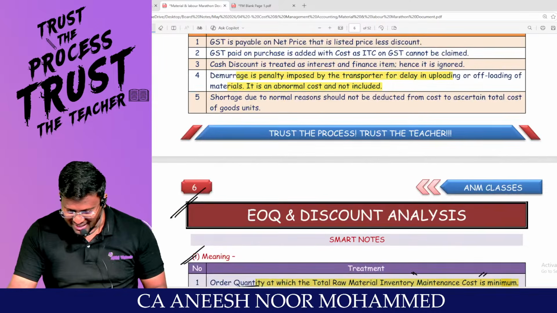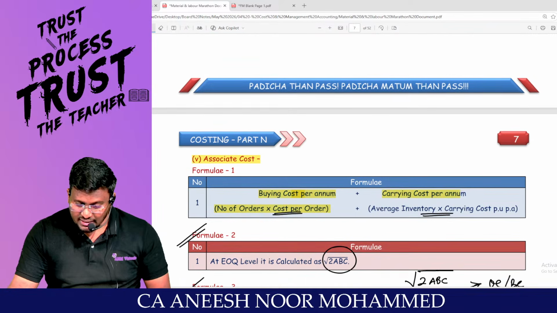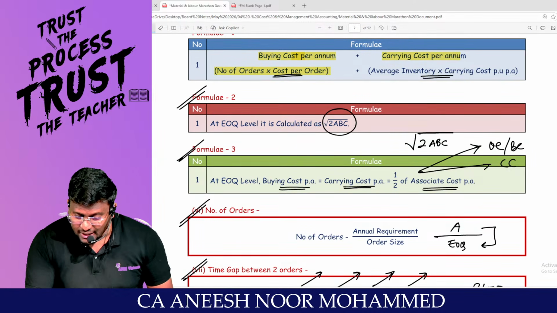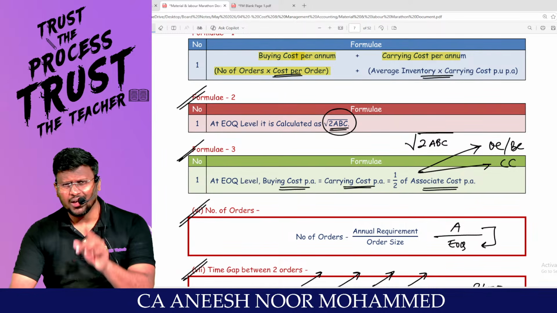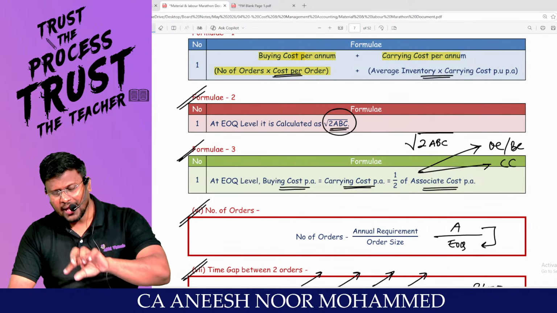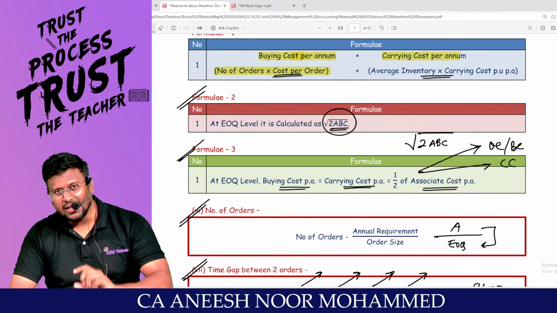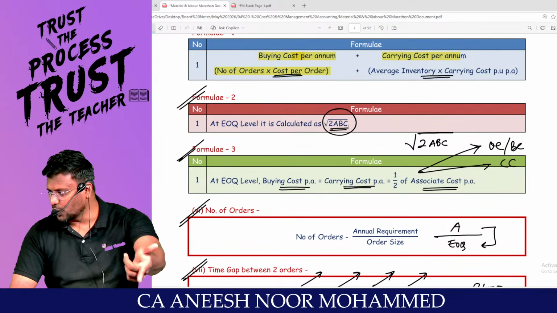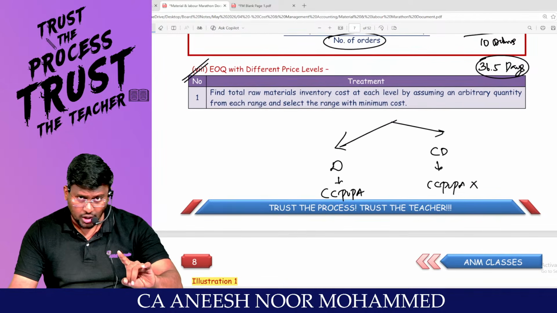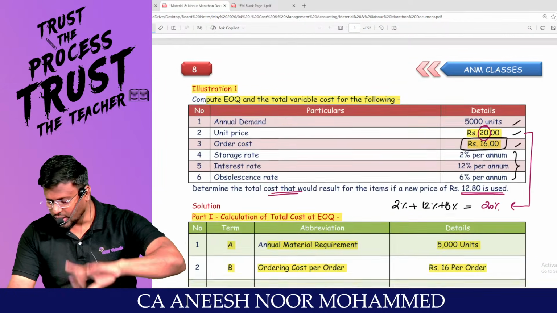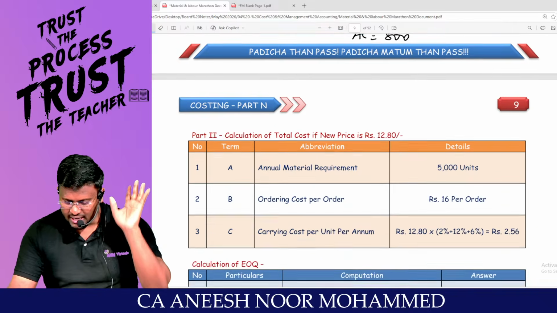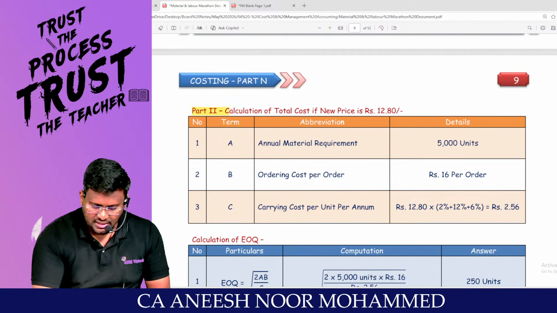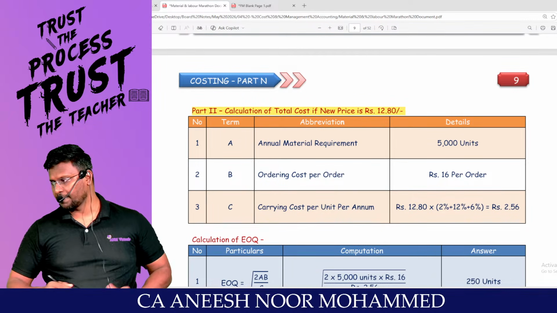Super. With this formula, the total associate cost at EOQ will be root of 2ABC, which is A into B into C. If you take the root, you will get the total associate cost. Out of that, half will be ordering cost and half will be carrying cost. I believe you are able to understand this and move to the second part of the question.